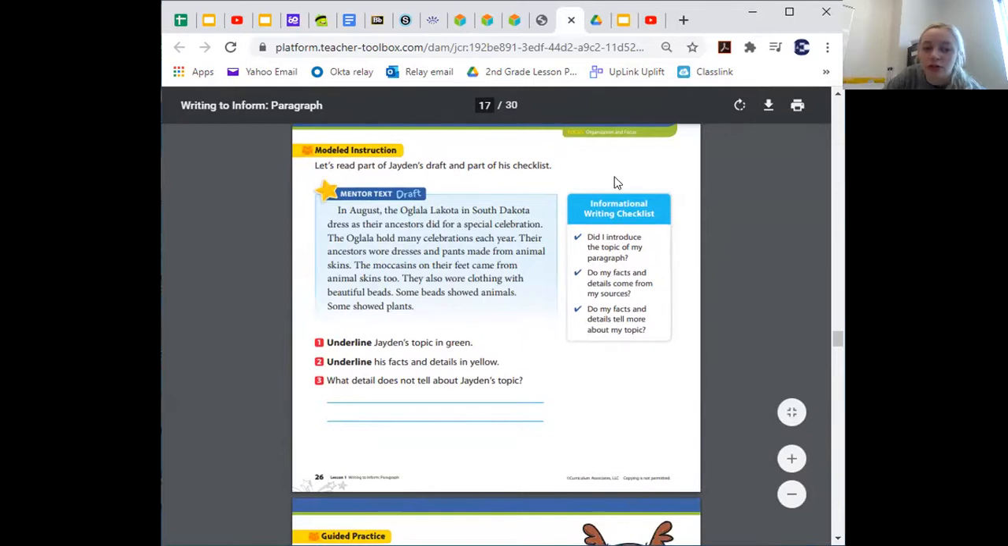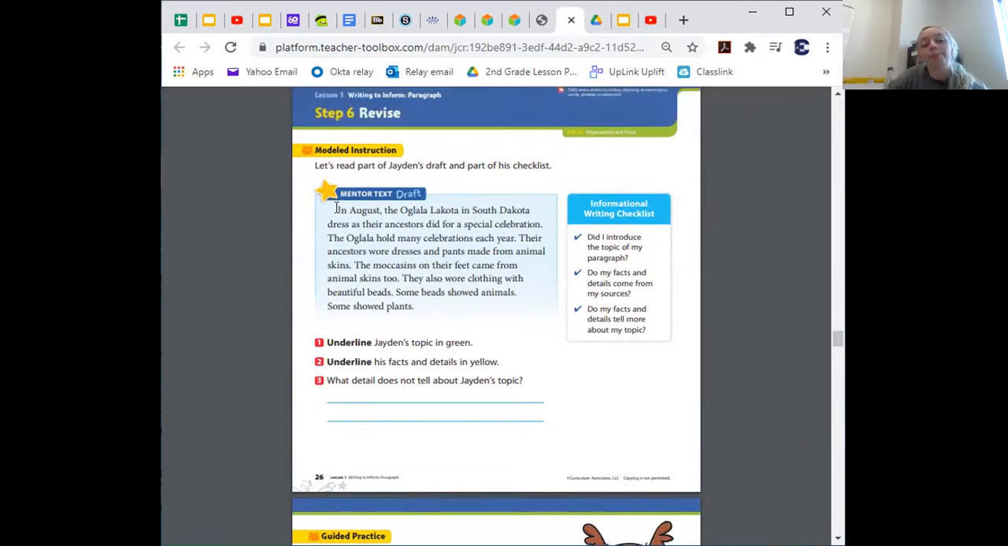So here's his checklist over here on the right. And here is the mentor text draft. Here we go. Put your tracking fingers on the word in, and you can follow along as I read. In August, the Oglala Lakota in South Dakota dress as their ancestors did for a special celebration. The Oglala hold many celebrations each year. Their ancestors wore dresses and pants made from animal skins. The moccasins on their feet came from animal skins too. They also wore clothing with beautiful beads. Some beads showed animals, some showed plants.